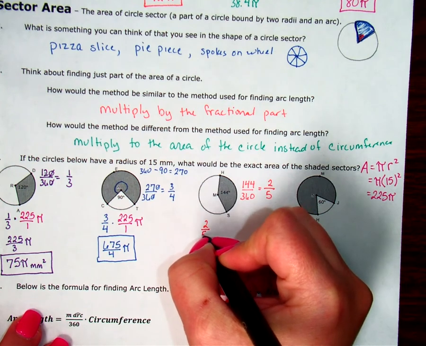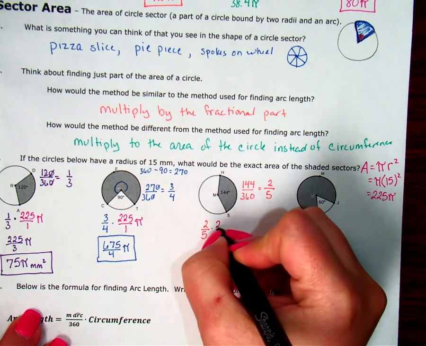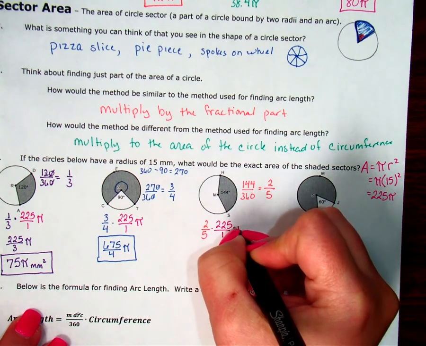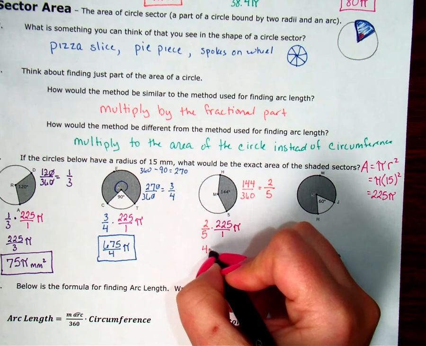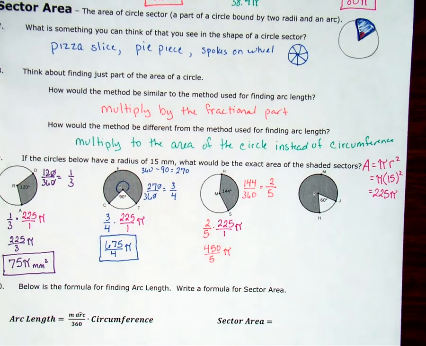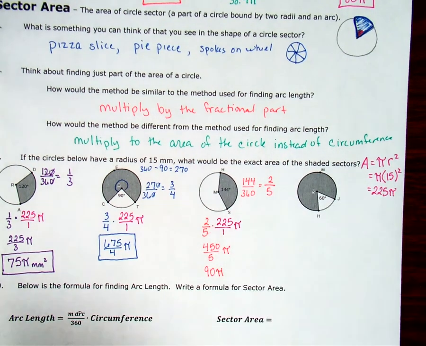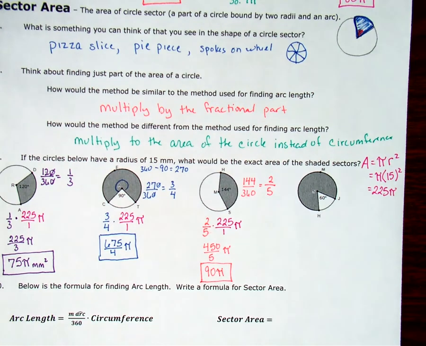The area is 225 pi. So I'm going to write that as 225 over 1 pi. 2 times 225 is 450. 5 times 1 is 5. That definitely reduces. 90 pi. Okay, all right, one more of these. All right, my last one over here.